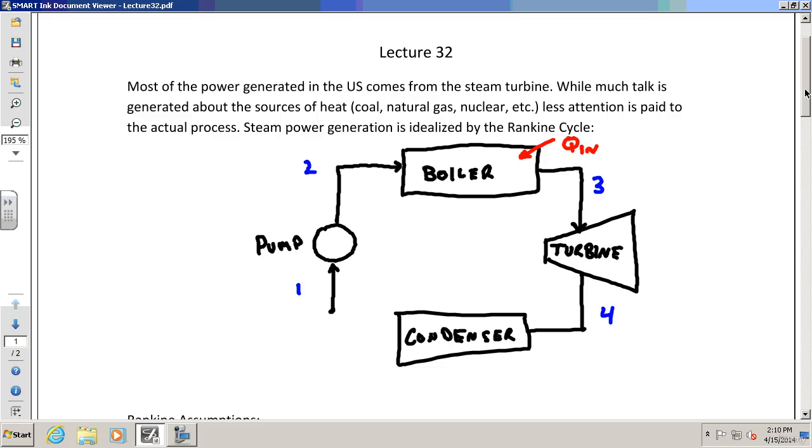Okay? We run it through a condenser. What does a condenser do? Well, it condenses. A condenser takes the steam and turns it back into liquid. And obviously, when you take hot steam and turn it back into liquid, you're going to lose some heat. You're going to have some Q out. Then this liquid, which comes out of the condenser, goes back into the pump. That's pretty much the Rankine cycle. All right?